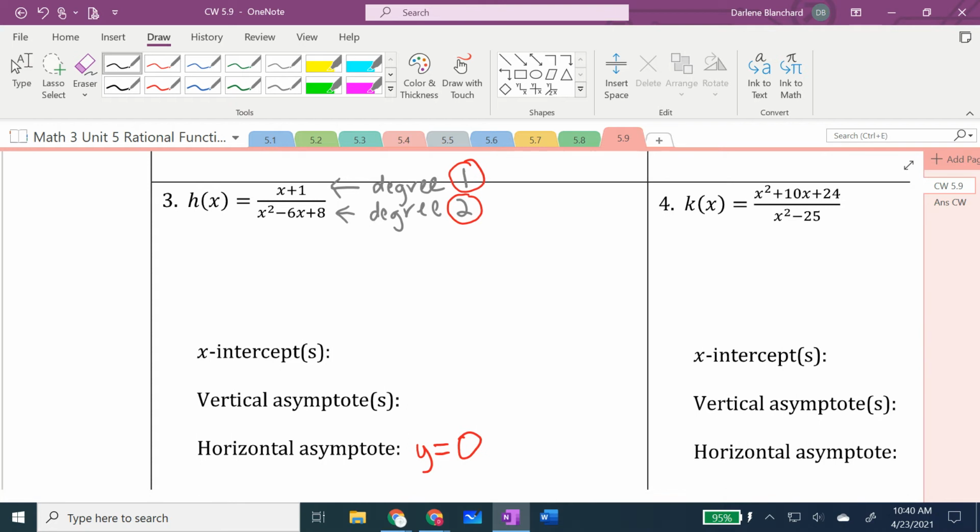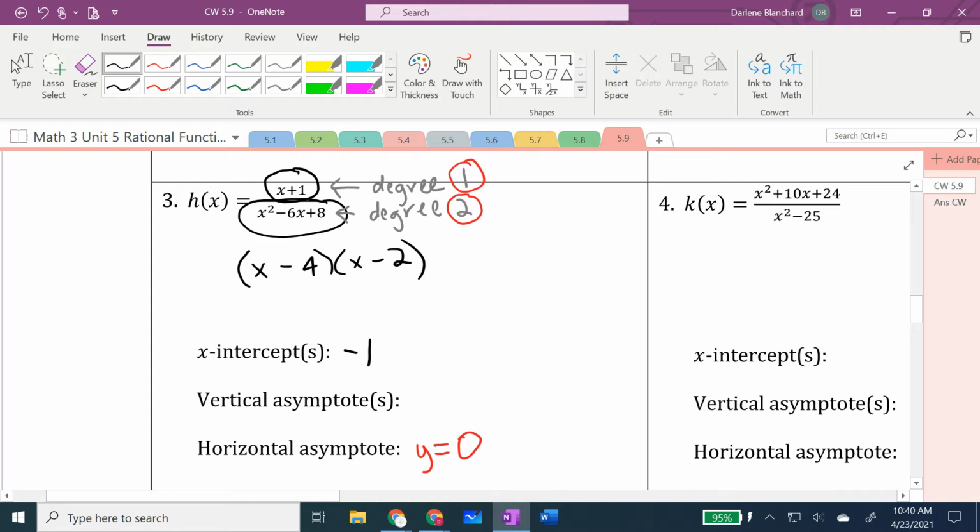Then X-intercepts are what makes the numerator equal to 0. Vertical asymptotes are what makes the denominator equal to 0, and make sure you are very clear about which one is which. Factoring the denominator, we can see that the vertical asymptotes are 4 and 2.